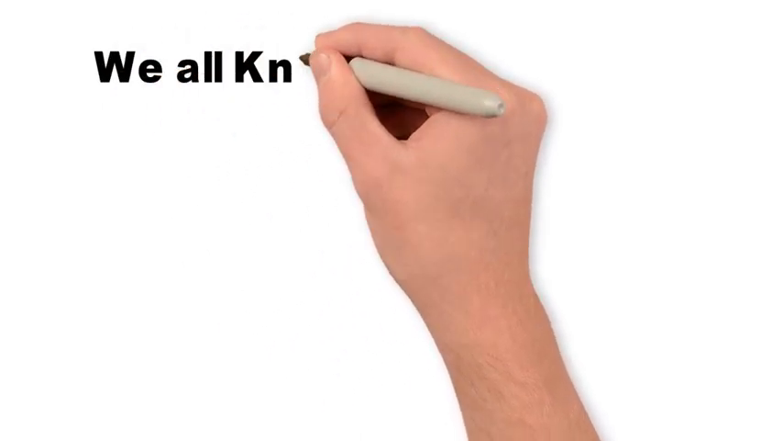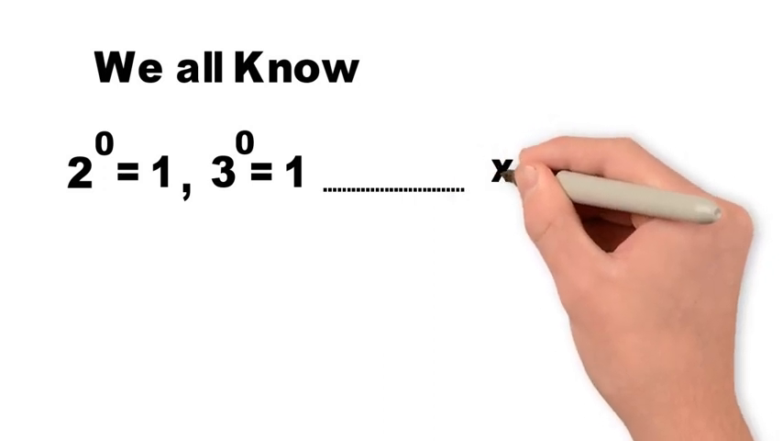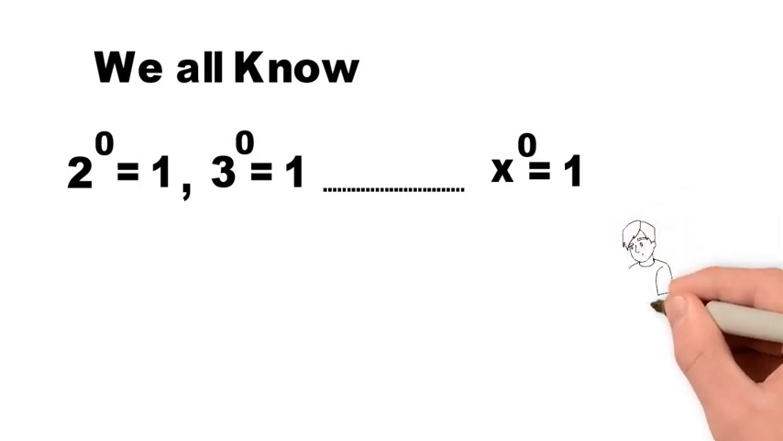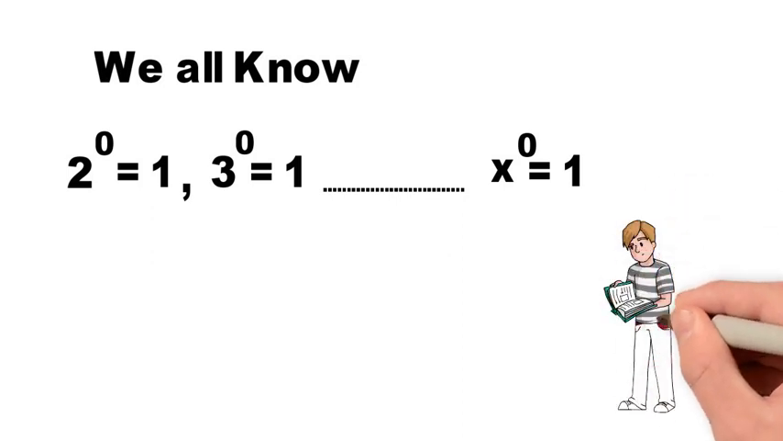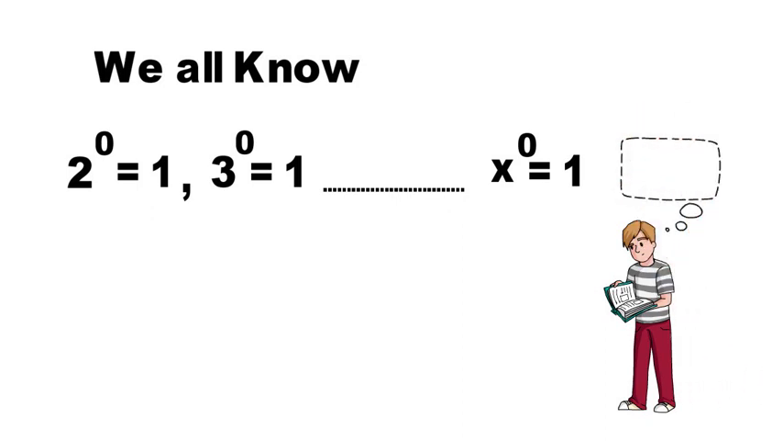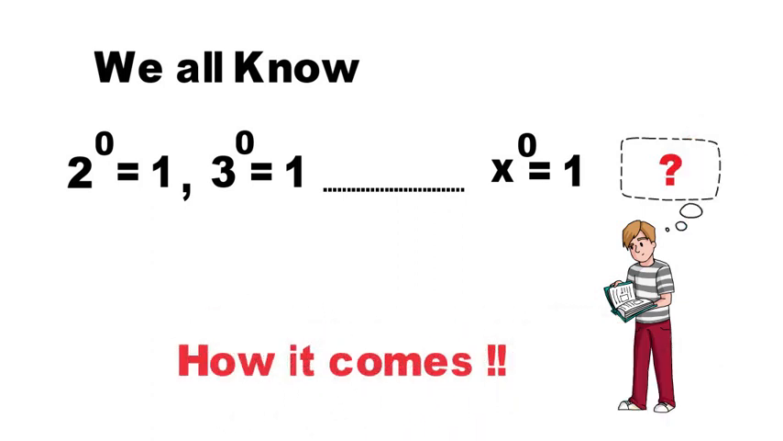Hello friends, we all know 2 raised to power 0 is equal to 1. 3 raised to power 0 is equal to 1. Or any number like x raised to power 0 is equal to 1. It's very surprising. Any number whose power is 0, the value is 1. Let's see how it comes.